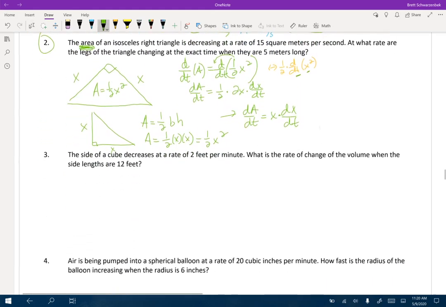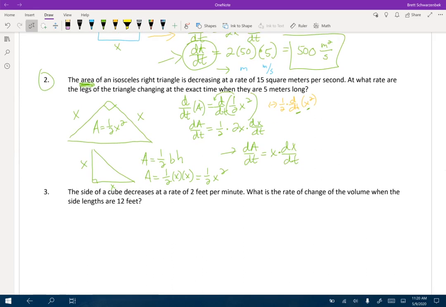So in our problem, that is 15 square meters per second, but look at this word here. It's not positive, it's negative 15, which is going to be the left side of the equation. So note that that is in meters squared per second. Okay, so on the right side, what else do they give you? They say at what rate are the legs of the triangle changing when they are 5 meters long. So they're telling you that the legs are exactly 5 meters.